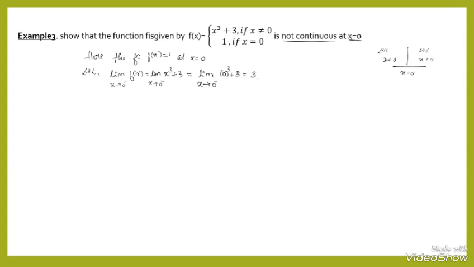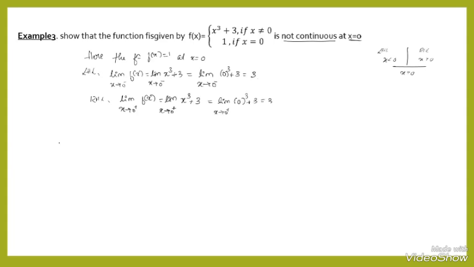Again, we consider the right-hand limit, that is, the limit as x tends to 0 plus of f(x). What is the right-hand limit? At x greater than 0, the function is x cube plus 3. Again, substitute: the limit as x tends to 0 plus, replace x by 0, that is 0 cube plus 3, that is 3.